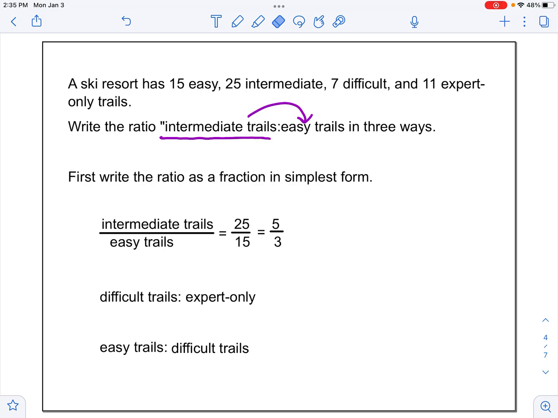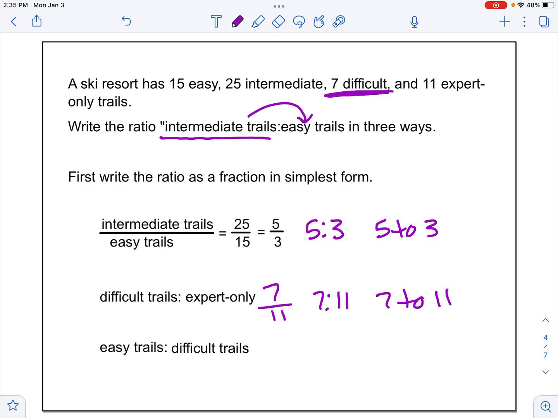And then I'm going to write it in 2 other ways. So I'm going to write that with the colon in between. 5:3, and 5 to 3. So these could all be possible test questions. So now let's look at the comparison between difficult trails and expert only. Since difficult was listed first, the comparison is going from difficult to expert. Since that's already simplified, I don't need to do anything with that, but I can certainly write it in 2 other forms.